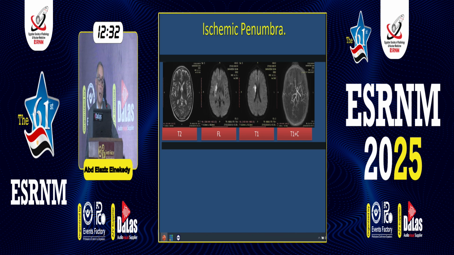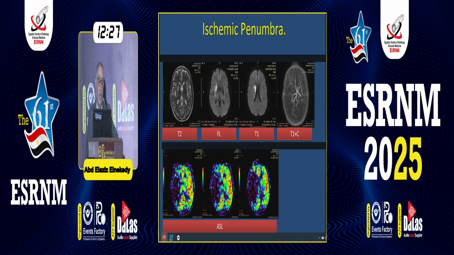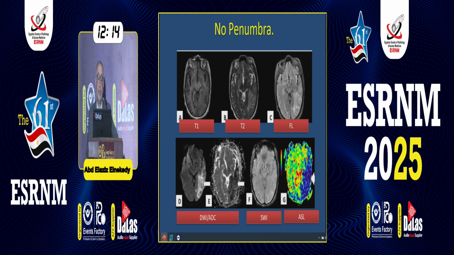Another case, right middle cerebral artery occlusion, basal ganglia acute infarction, and the arterial spin label map shows a larger perfusion defect, meaning that we have an ischemic penumbra. On the other hand, there is a large infarction involving the temporoparieto-occipital region on the left side, and the ASL map shows equal size of hypoperfusion, meaning that we don't have penumbra.